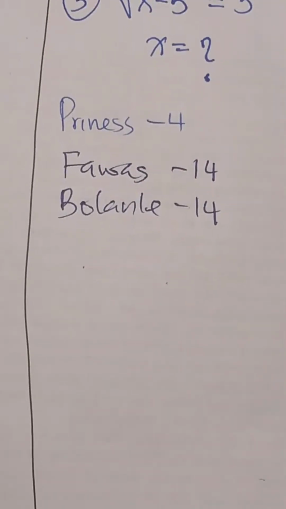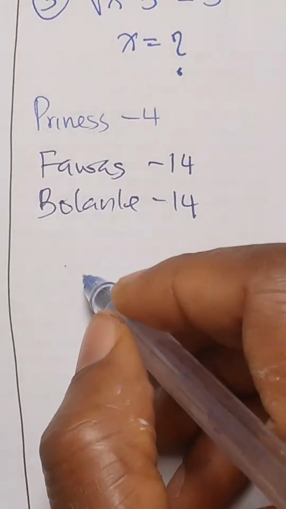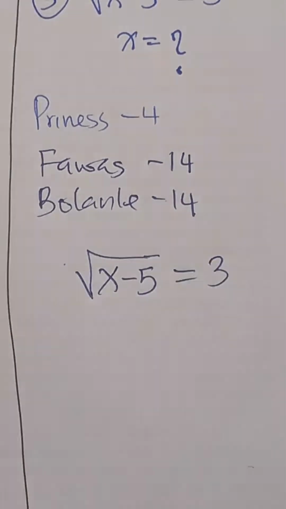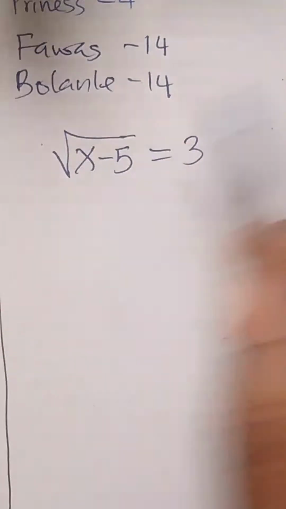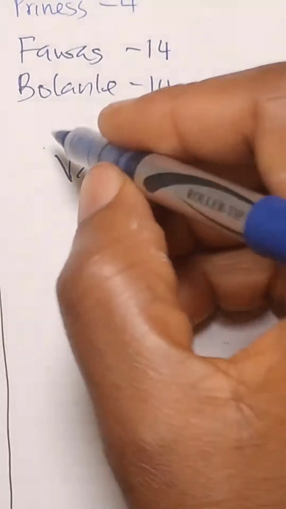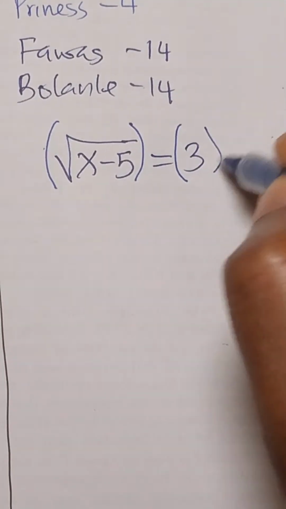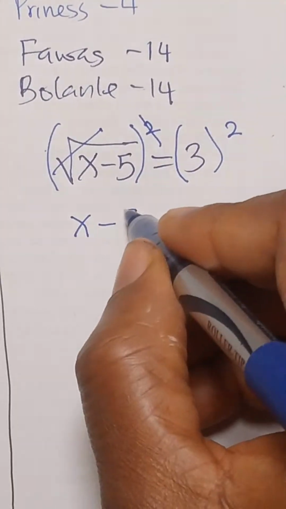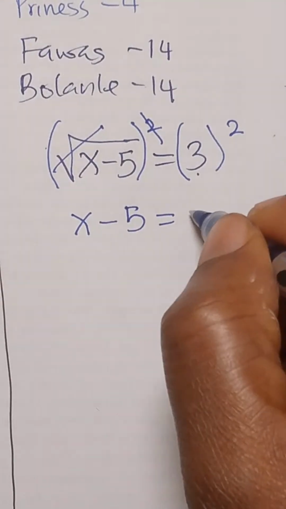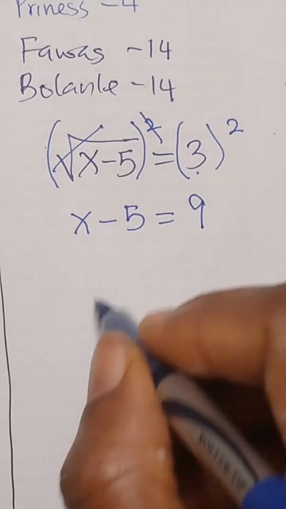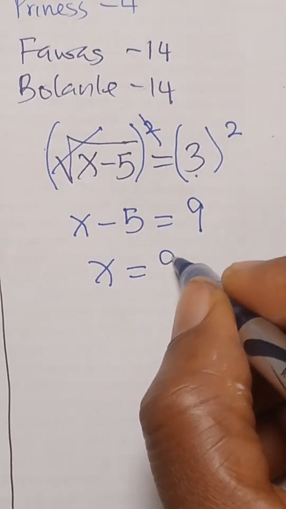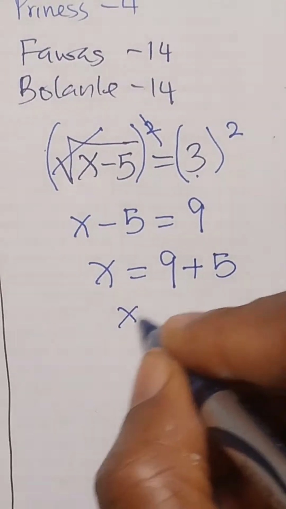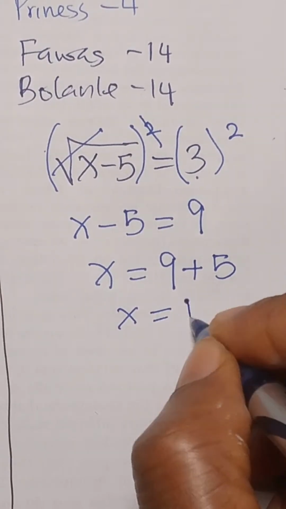Okay, so we are solving this, Princess. We have the square root of x minus 5 equal to 3. The first thing is to get rid of this square root, so we square both sides. This square takes off the square root, and we have x minus 5 is equal to 3 squared, which is 3 times 3, and that is 9. So x is equal to 9. When this minus 5 crosses the equality sign, it becomes plus 5. So our x is equal to 9 plus 5, which is 14.